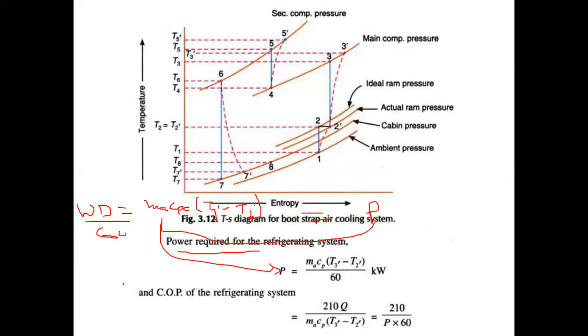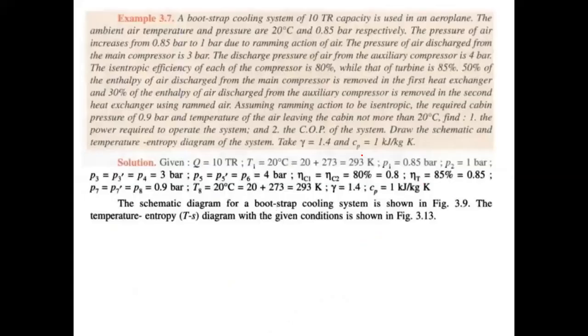Similarly, the COP of the refrigeration system we have already discussed in the previous slide. So this is all about your numerical part: when you have to find out the COP of the system, you first calculate the mass flow rate, then the refrigeration effect, and lastly the power required to run the system. Okay, and this is the numerical which we have to discuss here.